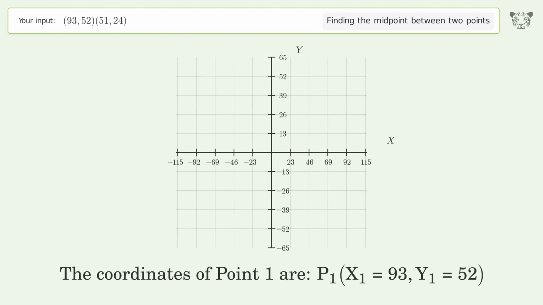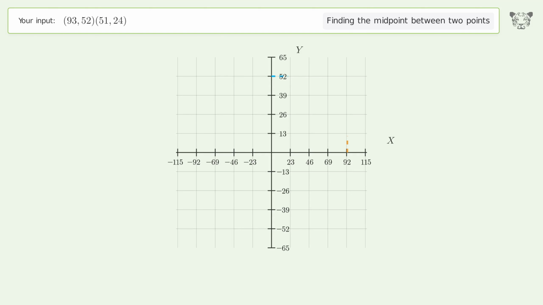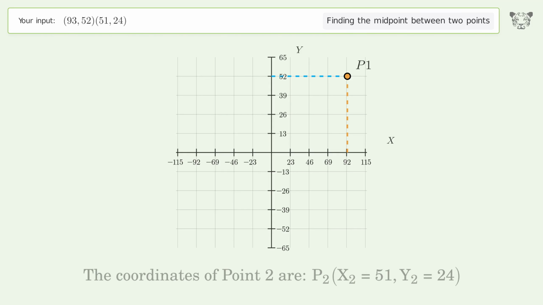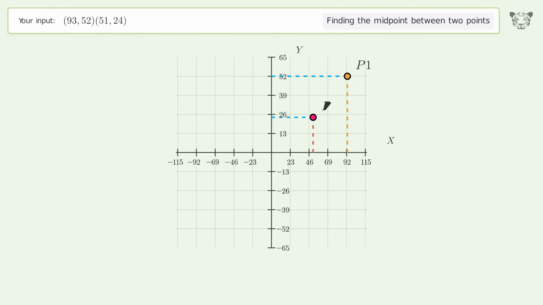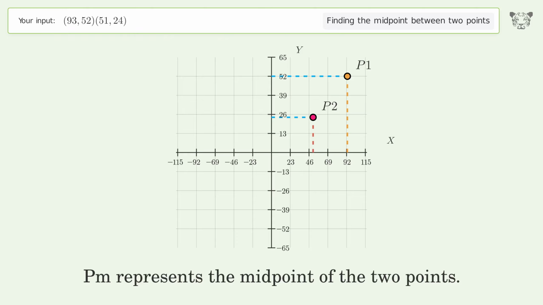The coordinates of point 1 are x1 equals 93, y1 equals 52. The coordinates of point 2 are x2 equals 51, y2 equals 24. PM represents the midpoint of the 2 points.